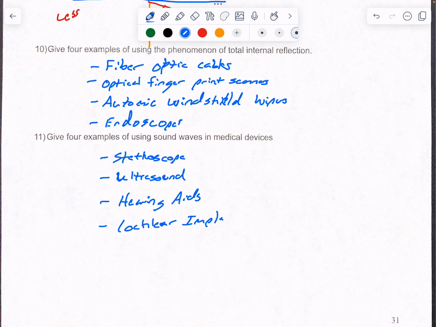That would be another one. So again, I'm not really worried about you knowing these. This is just so you can see how these are actually used in day-to-day life. All right, that'll end that one.